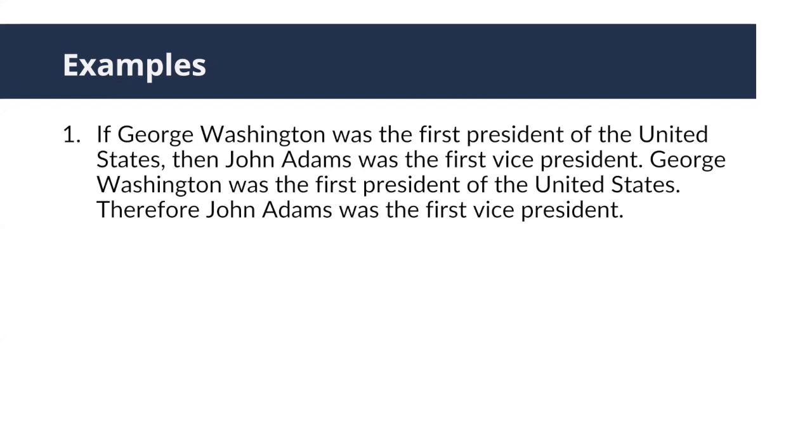The first one is, if George Washington was the first president of the United States, then John Adams was the first vice president. George Washington was the first president of the United States. Therefore, John Adams was the first vice president. In this example, there are in total 1, 2, 3 propositions. And the first two propositions together imply the last proposition.